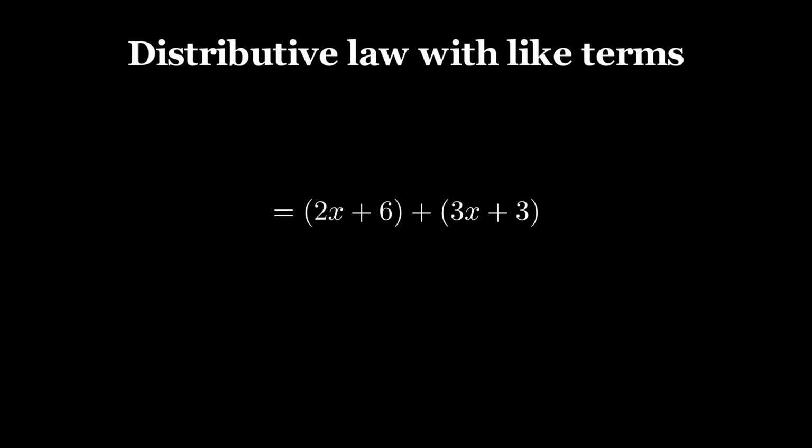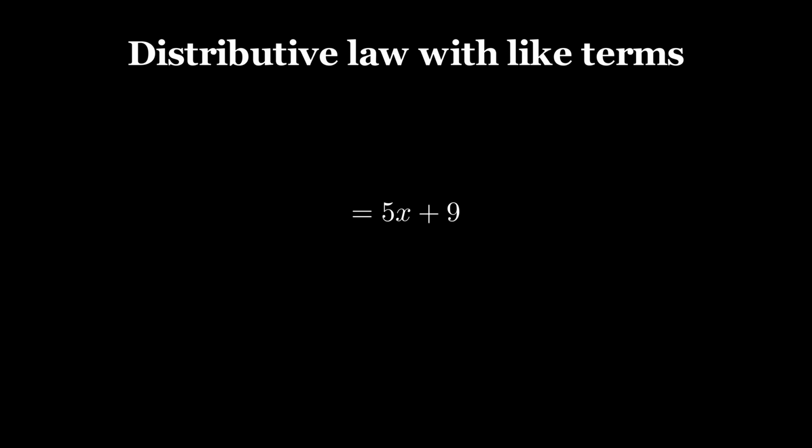Let's use the distributive law when we have two parentheses. First example. 2 times (x plus 3) plus 3 times (x plus 1). Distribute both numbers. We get 2x plus 6 and 3x plus 3. Put everything together. 2x plus 6 plus 3x plus 3. Now combine like terms. 2x plus 3x is 5x and 6 plus 3 is 9. So the answer is 5x plus 9.